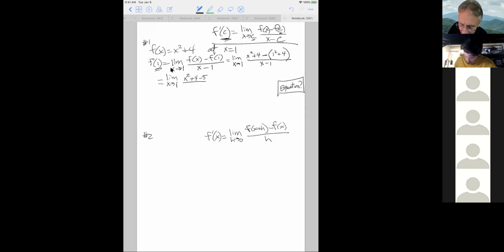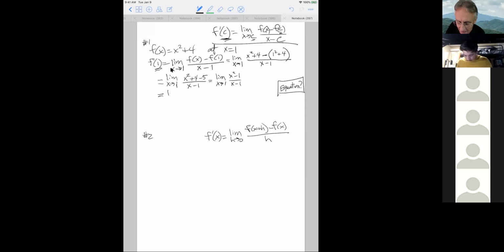Do you see what that's going to turn into? Do you see a difference of two squares coming? Are you looking at that? So this is the limit as x goes to 1 of x squared minus 1 over x minus 1. So you've got the difference of two squares, which factors into what? x plus 1, x minus 1. The x minus 1 is going to go away. Okay? So let's do that.